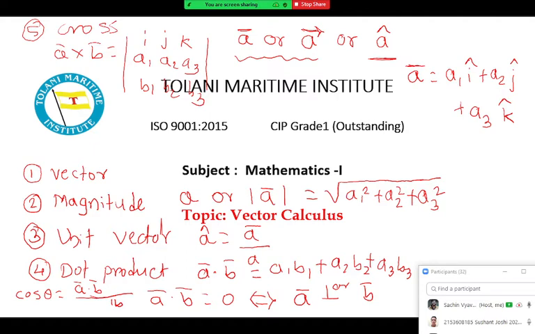Sir, what is the proof that A cross B is equal to the determinant of this? See, whenever there are formulas, the formula generally doesn't have a proof. This is defined. Multiplication is defined in two different ways in vectors. One way is known as the dot product and the other is the cross product. And why it is defined, actually this is because of real life situations.